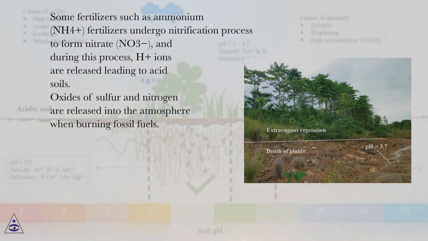Some fertilizers such as ammonium, NH4+, fertilizers undergo the nitrification process to form nitrate, NO3-, and during this process, H+ ions are released, leading to acid soils.